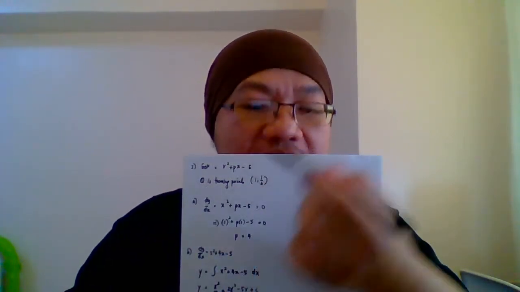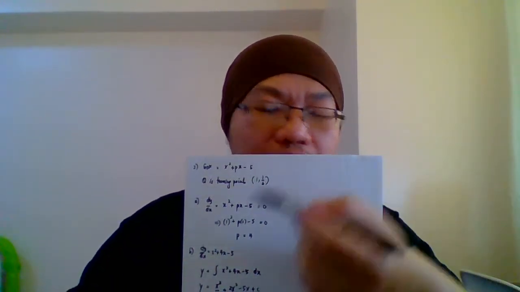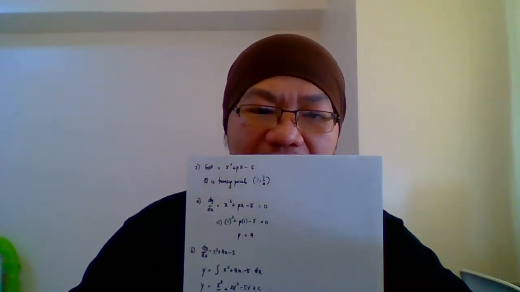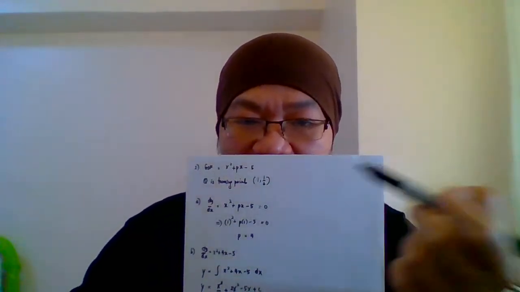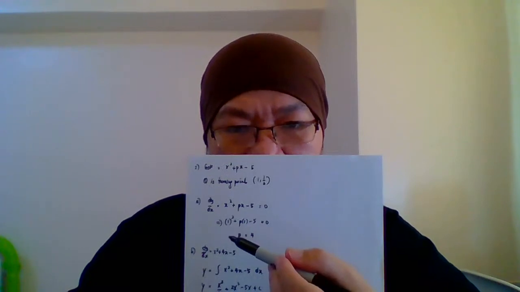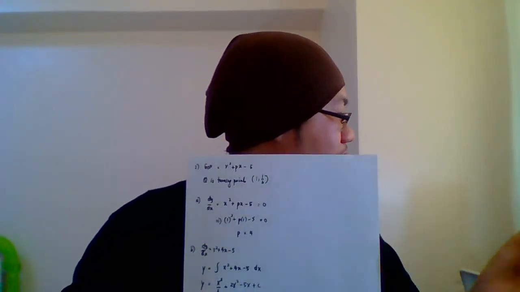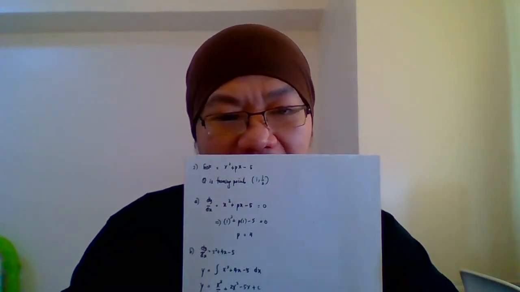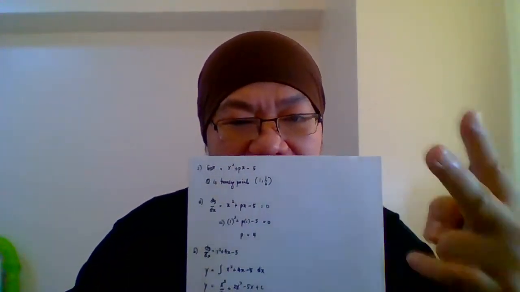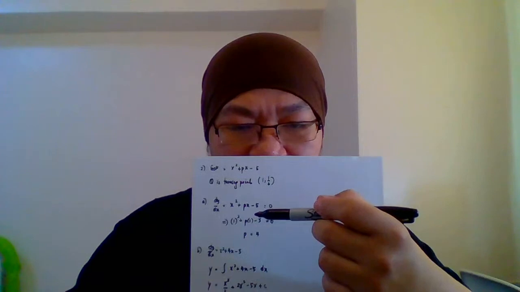Q has another friend, which is QR. Let's say we label it as R. R is also a turning point of this curve. How do we find the coordinate of R? That is the question for part C. Okay, that means we have two different turning points on this curve.